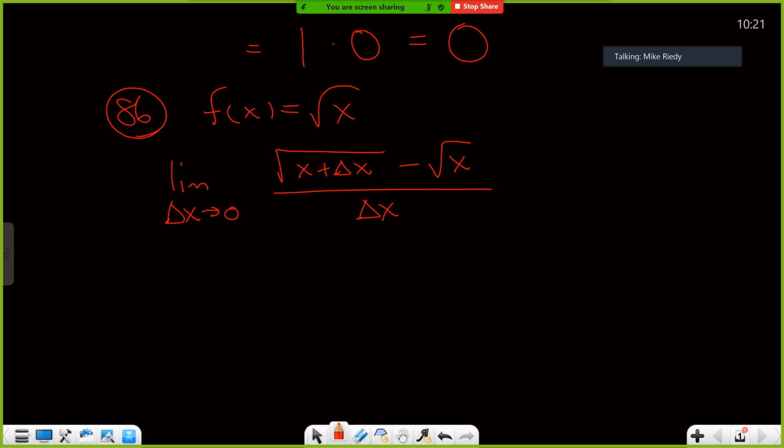Well, I have a limit. First thing I should do is plug and chug, and you see that you get 0 over 0. That's bad. So I have to algebraically manipulate. You're not going to like this. Any ideas how I would algebraically manipulate that puppy? Anybody? Any ideas? Right. This one's ugly. This is probably, I think, the hardest problem on the homework.